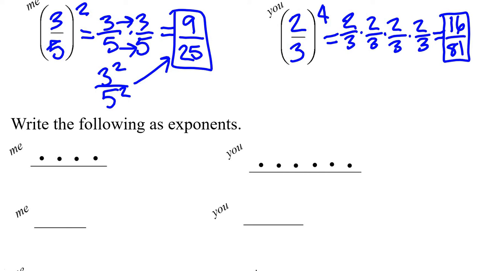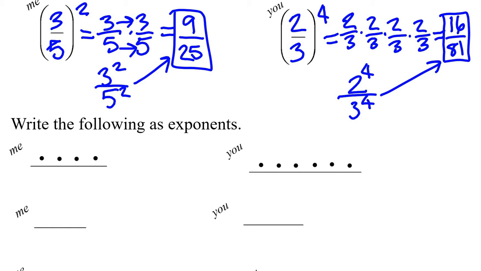All right, so what I got was 2/3 times 2/3 times 2/3 times 2/3. So this is 4 factors of 2/3. Then I multiplied the numerators, 2 times 2 times 2 times 2, that was 16. And then 3 times 3 times 3 times 3 was 81. And once again, notice this is the same as 2 to the 4th over 3 to the 4th. Ends up being the same exact thing.